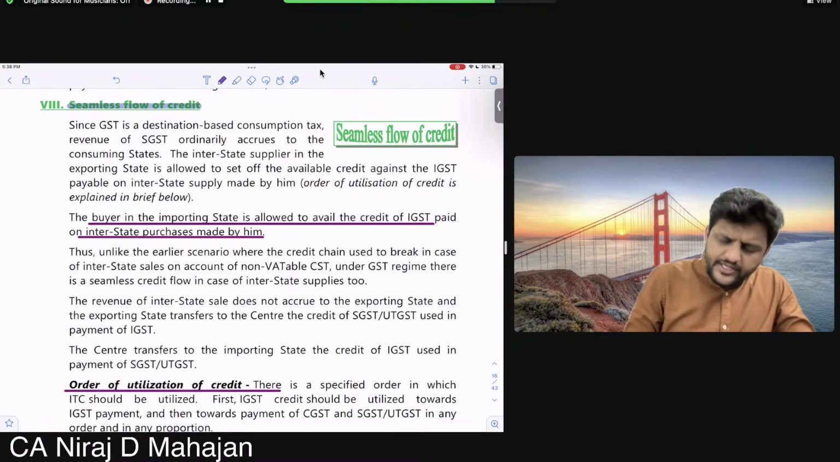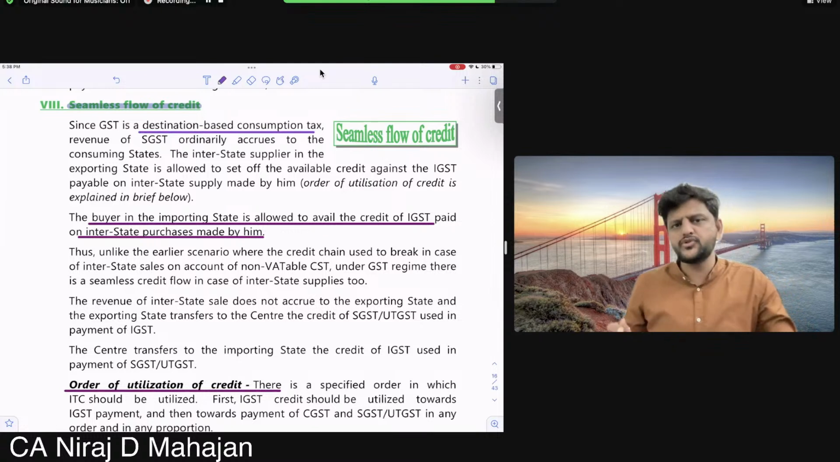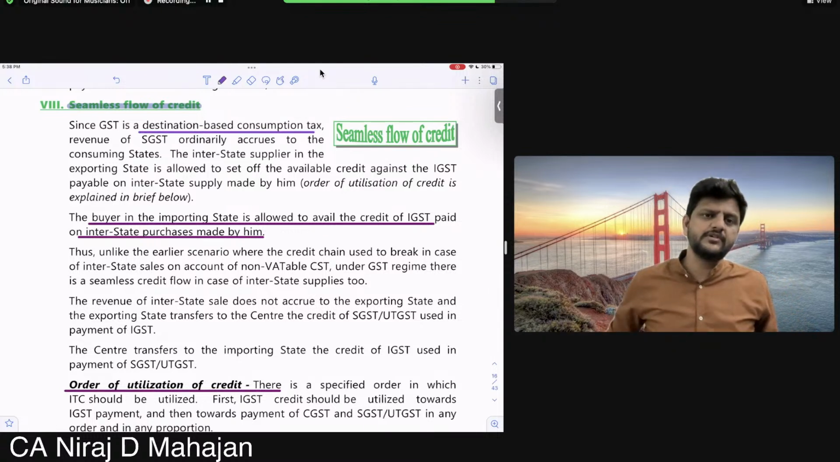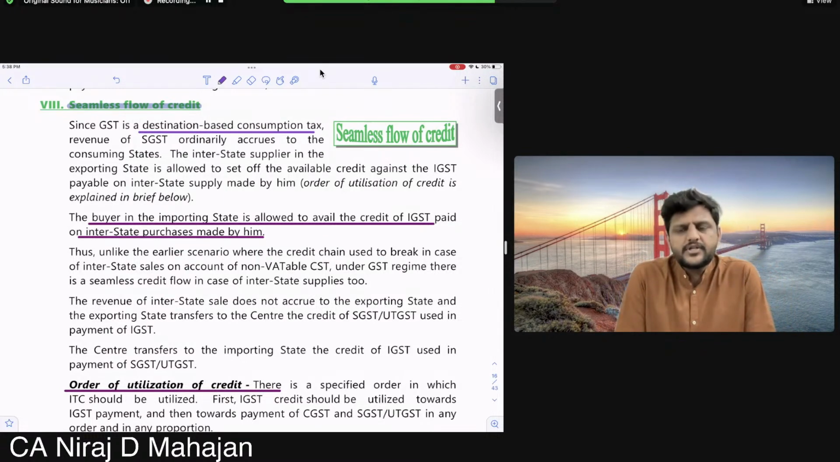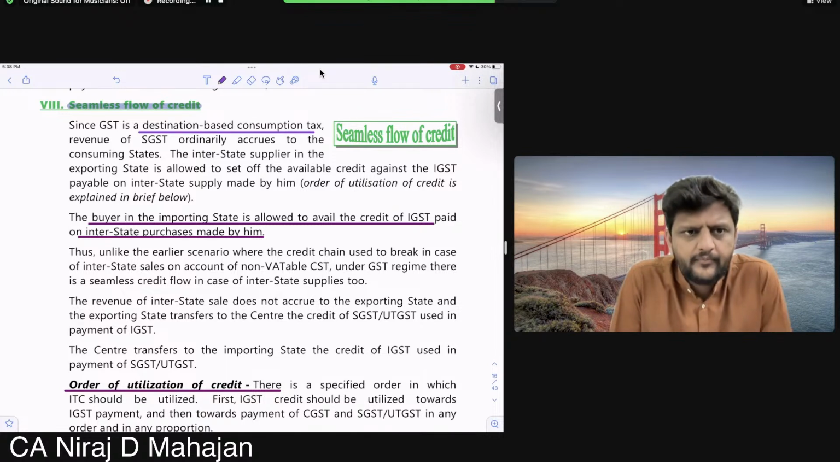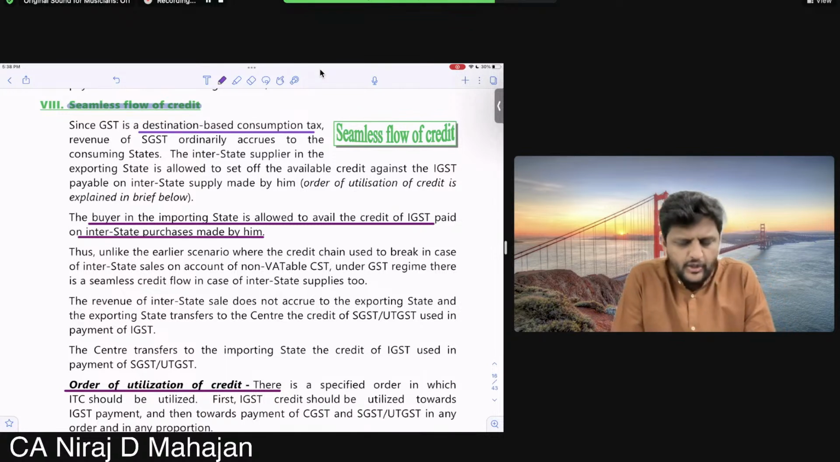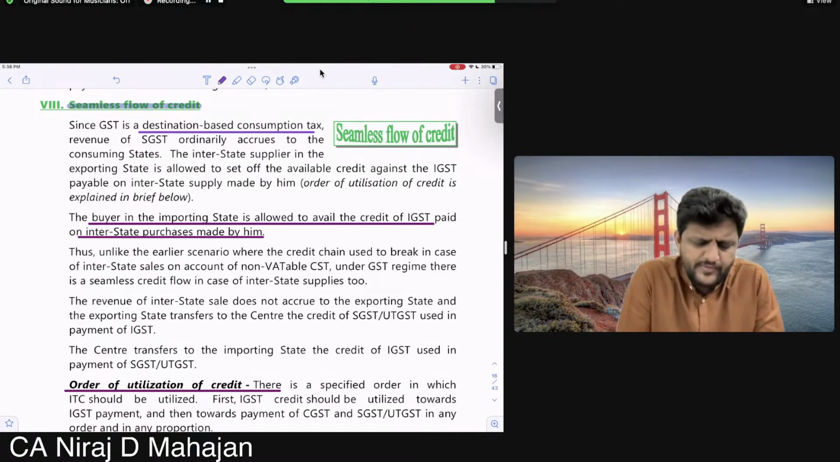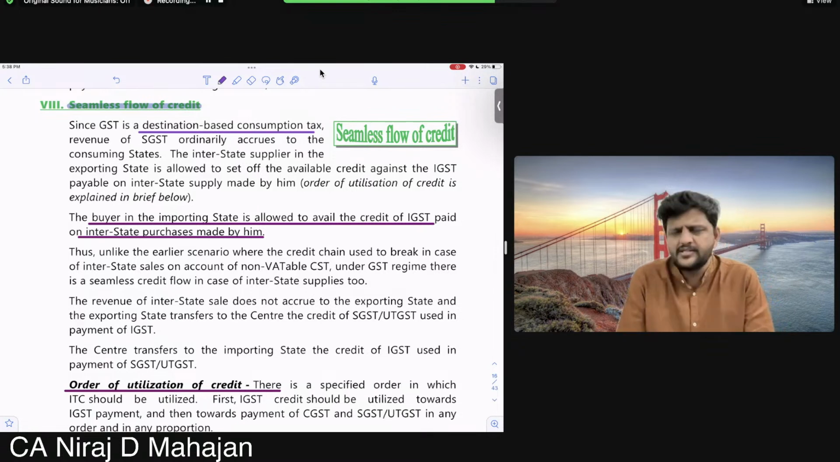GST is a destination based consumption tax. This which you understood. Destination based means what? Where consumption is happening, the tax should be given to that jurisdiction. Revenue of SGST ordinarily accrues to the consuming states. When will SGST be applicable? Intrastate only. Are you getting my point or no?